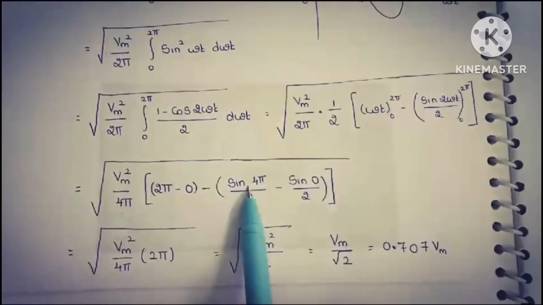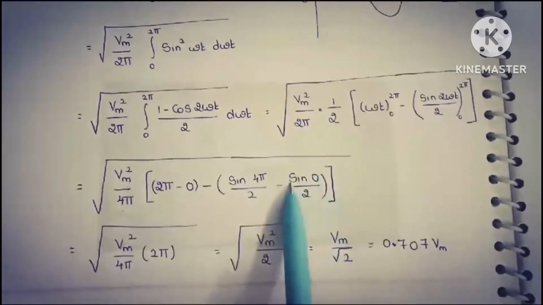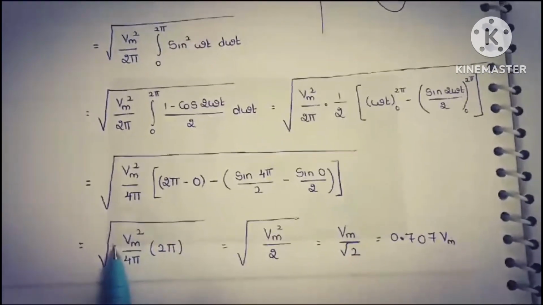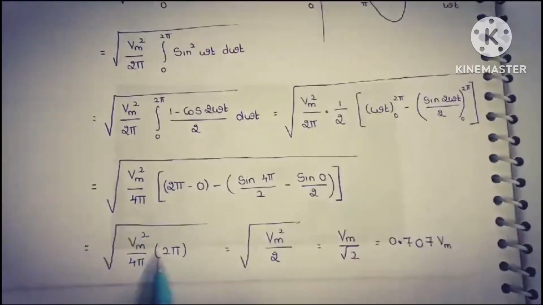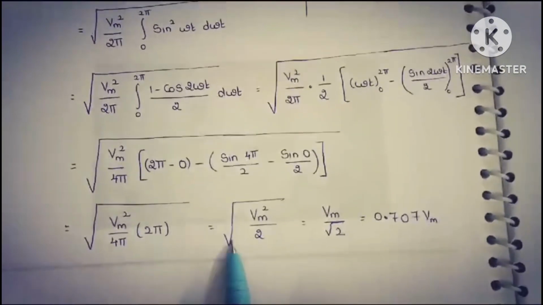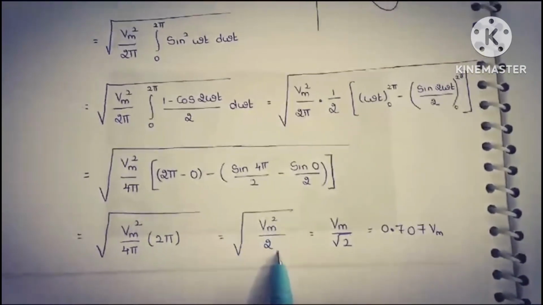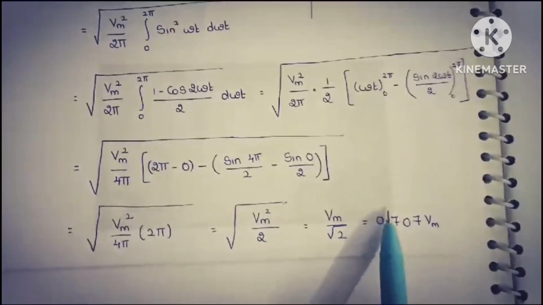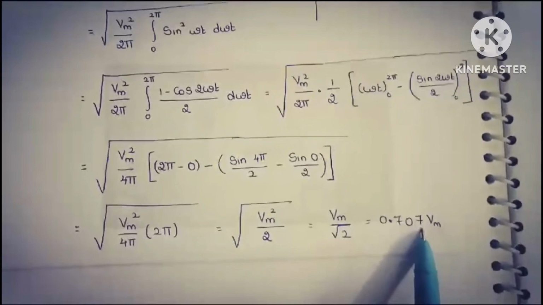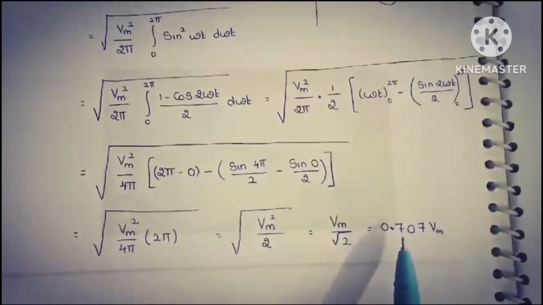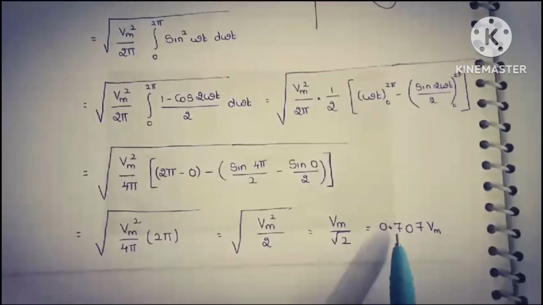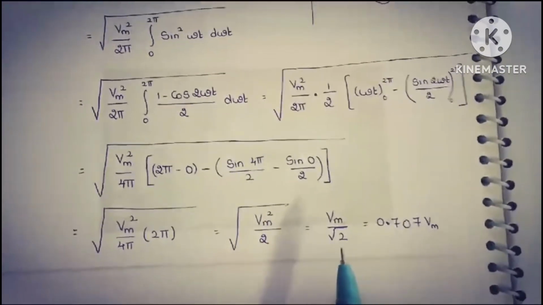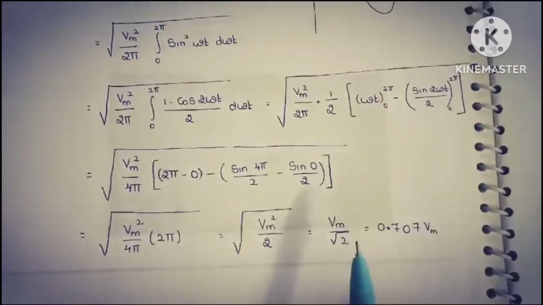So sine 4 pi is equal to 0 and sine 0 is also equal to 0. Therefore this term becomes 0. Therefore we can write the equation as under root of Vm square by 4 pi into 2 pi, which is equal to under root of Vm square by 2, which can be written as Vm by root 2, where 1 by root 2 is nothing but 0.707. Therefore, the RMS value of a sine wave Vrms is always equal to Vm by root 2, and the average value is given as 2 Vm by pi.